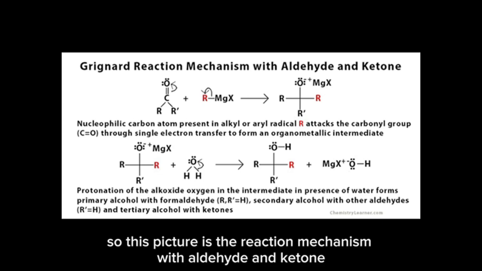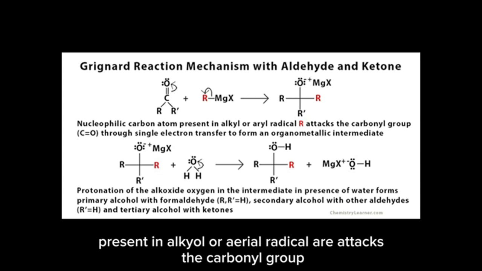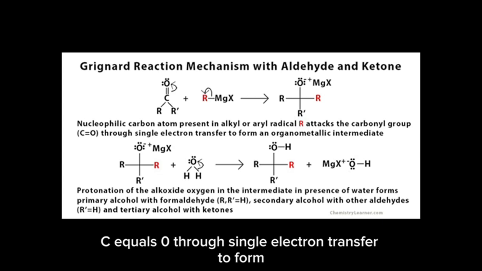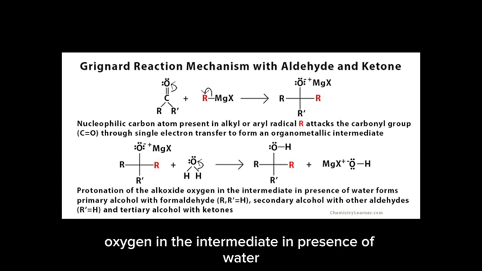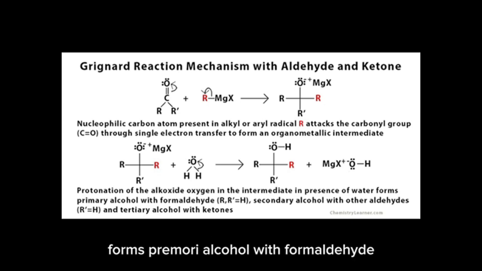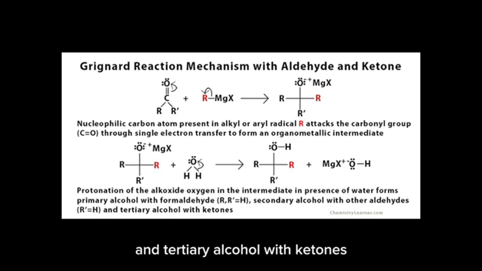So this picture is the reaction mechanism with aldehyde and ketone. The nucleophilic carbon atom present in the alkyl or aryl radical R attacks the carbonyl group C=O through single electron transfer to form an organometallic intermediate. Protonation of the alkoxide oxygen in the intermediate in the presence of water forms a primary alcohol with formaldehyde, a secondary alcohol with other aldehydes (R not equal to H), and a tertiary alcohol with ketones.